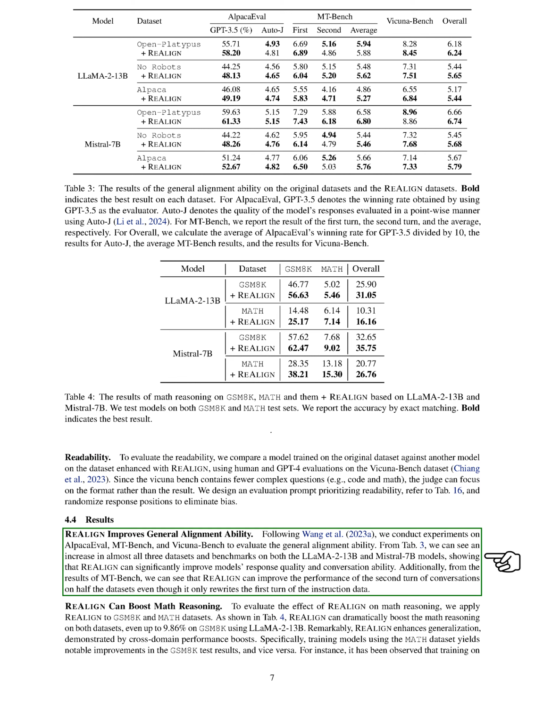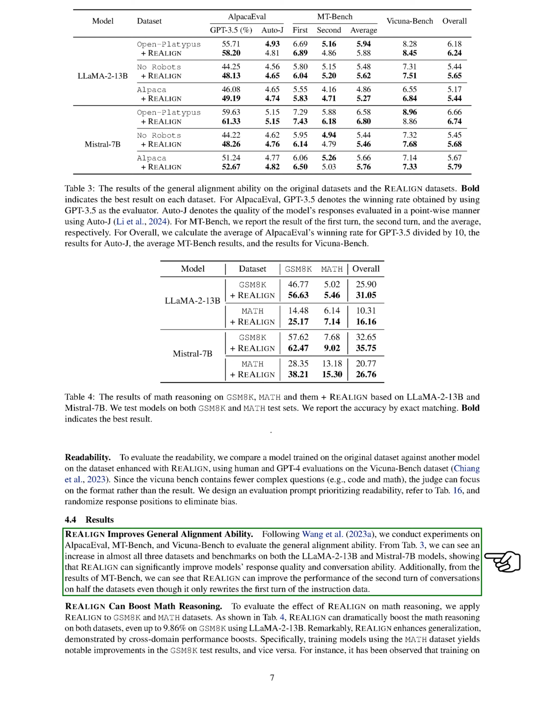Through experiments conducted on Alpaca Eval, MT Bench, and Vicuna Bench, we observed an improvement across almost all datasets and benchmarks for both the Llama 2 13B and Mistral 7B models. This indicates that REALIGN can significantly enhance the quality of models' responses and their conversational capabilities.